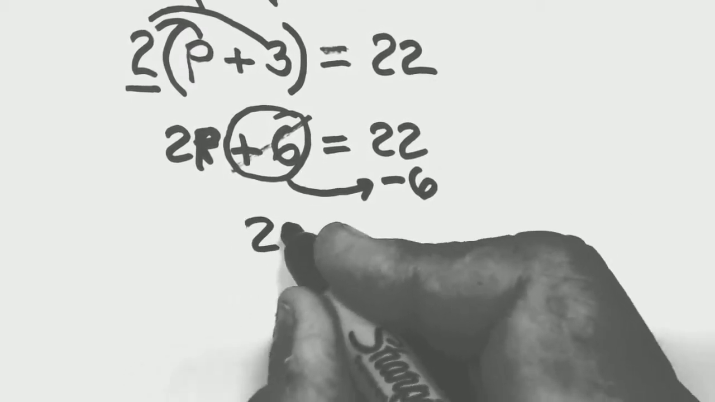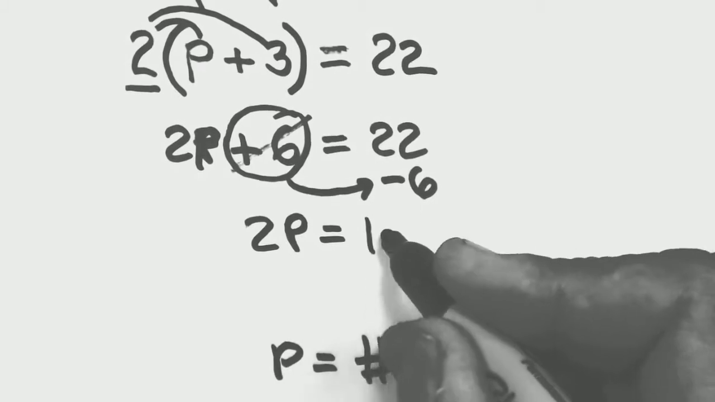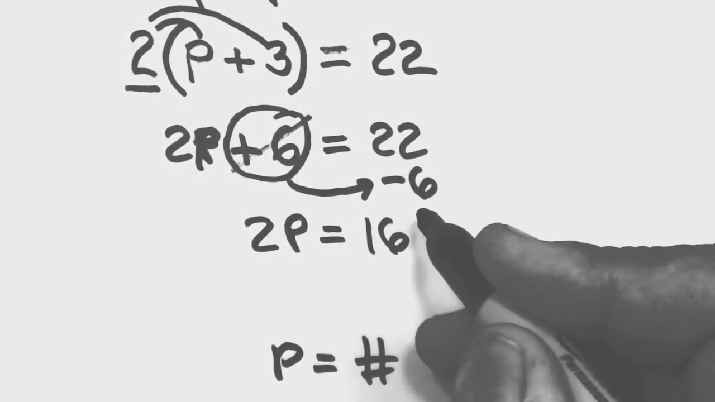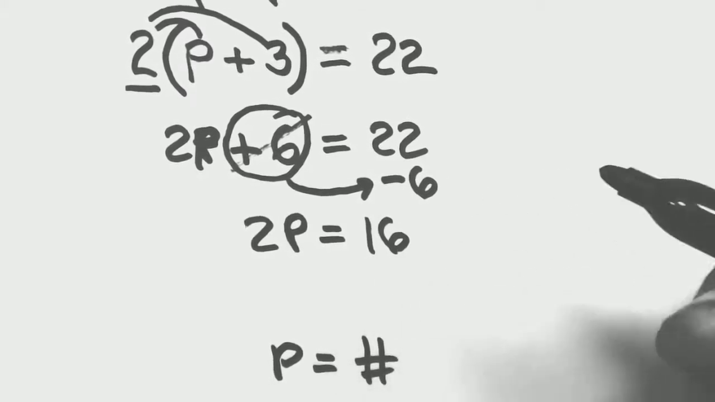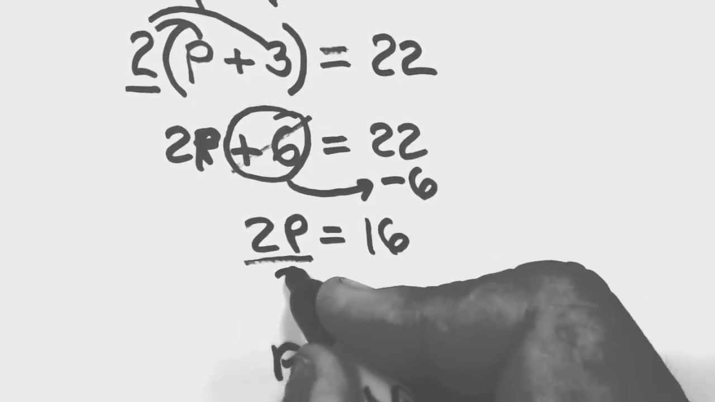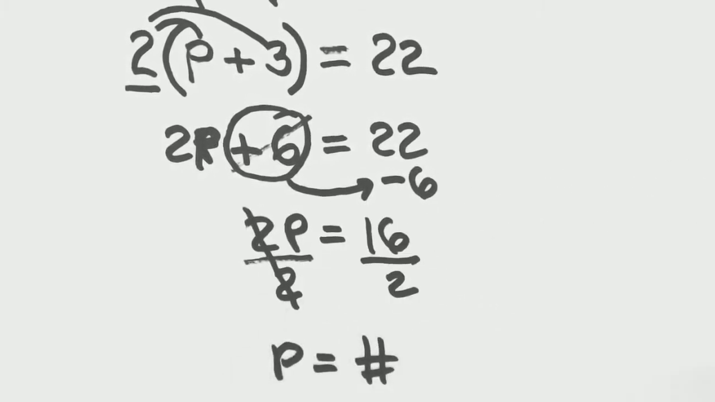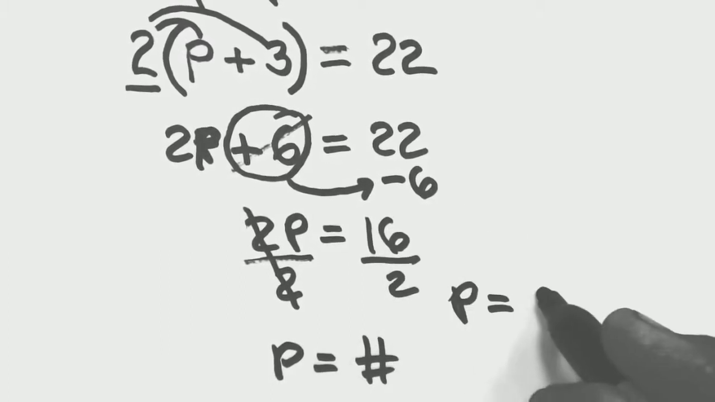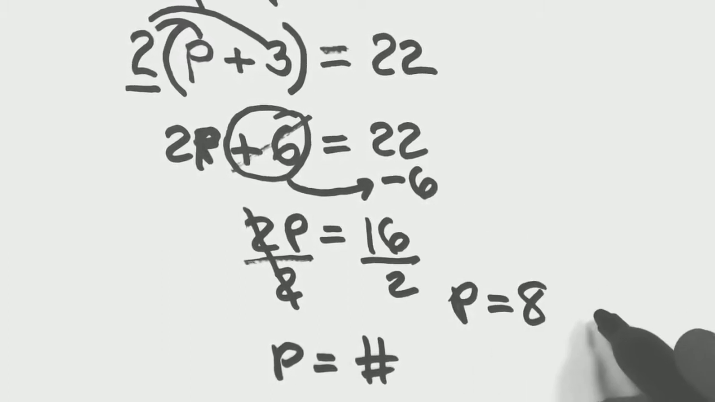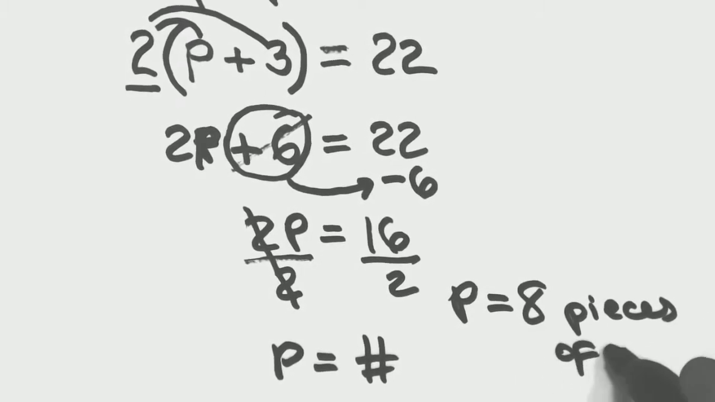I end up with 2P on the left equals 22 minus 6. I should say 22 minus 6, that was a little slip. 22 minus 6 gives 16. And now divide both sides by 2 here so that we get what P equals all by itself. And P equals, well, 16 divided by 2 is 8. And 8 what? Well, 8 pieces of paper. That's what he had to begin with.